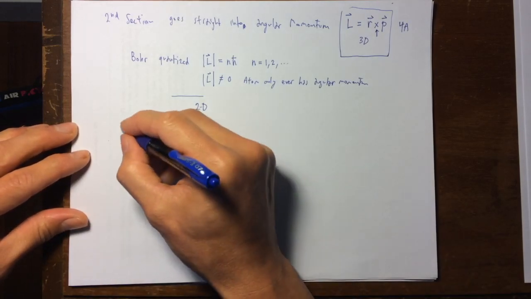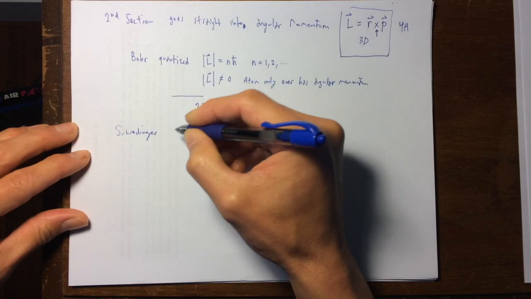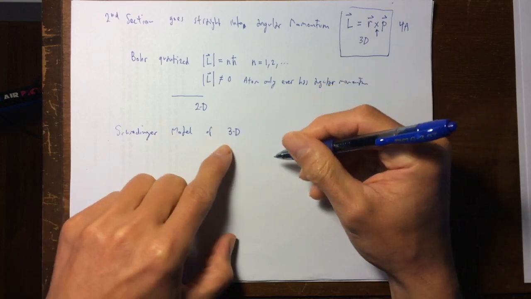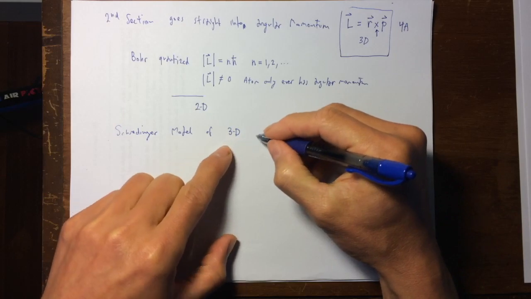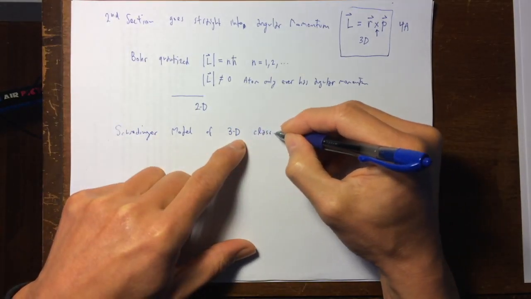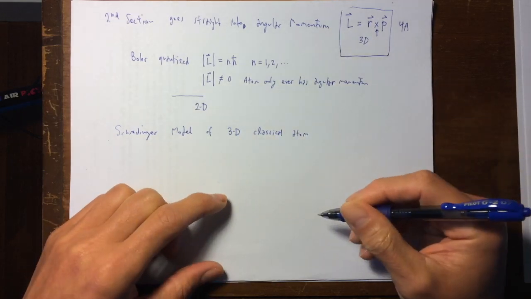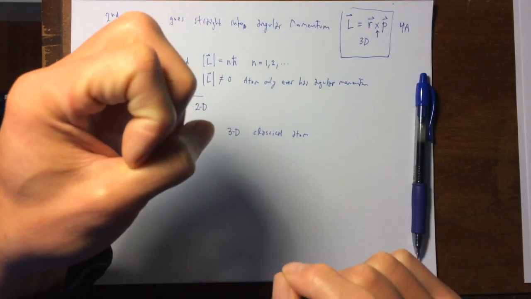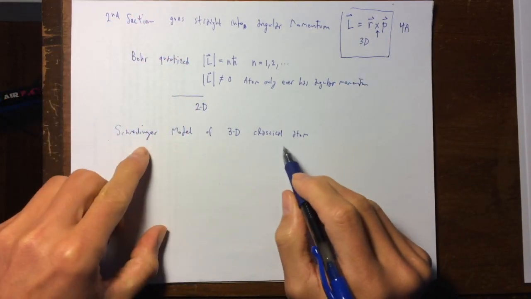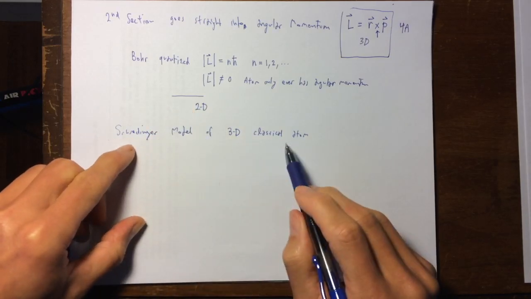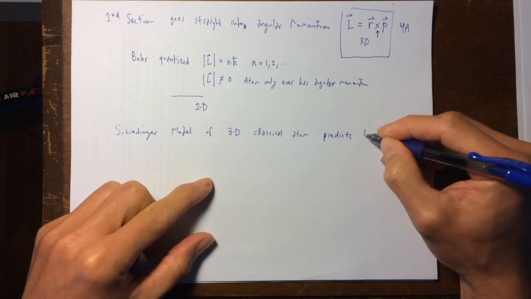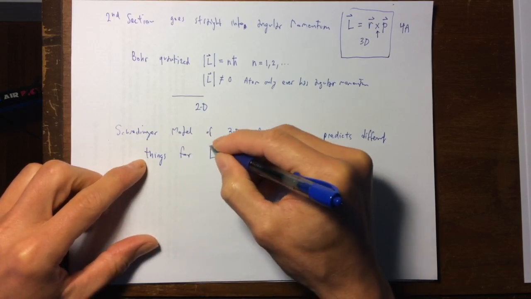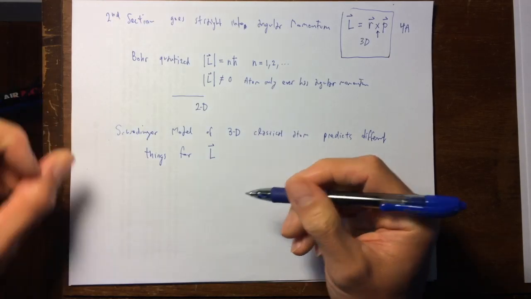Anyhow, so Schrodinger, when you sit down to model the three-dimensional, right, so including this 3D thing, the Schrodinger model of the 3D classical atom, where you have a nucleus and the electron could be here or there or behind over here, could have momentum this way or that way or that way. So fully 3D, unrestricted to 2D at all, predicts different things for L. And this is what the second section of the book explores.